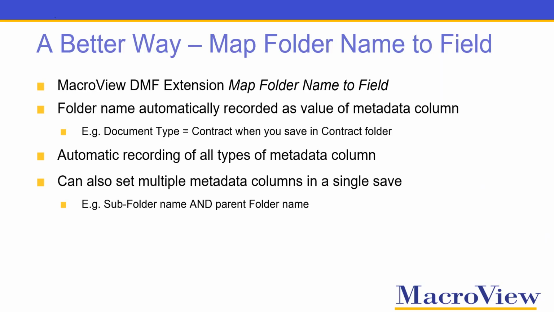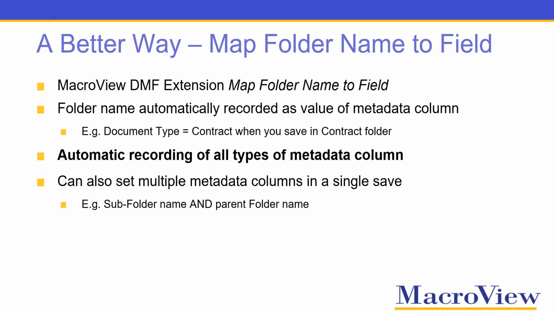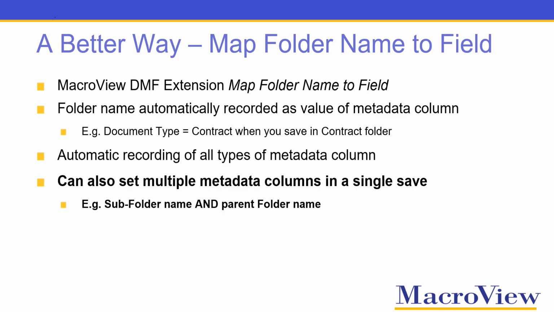Well, the better way to let business users have the folders they like while at the same time capturing the metadata that they need is called Map Folder Name to Field. It's an extension available for MacroView DMF. The folder name that you drop in is automatically recorded as the value of a nominated metadata column. For example, document type is automatically set to contract when you drop into the contracts folder. You can record all types of metadata automatically by using this mechanism. And you can also set metadata values for multiple metadata columns in a single save. For example, the subfolder name as well as the parent folder name.